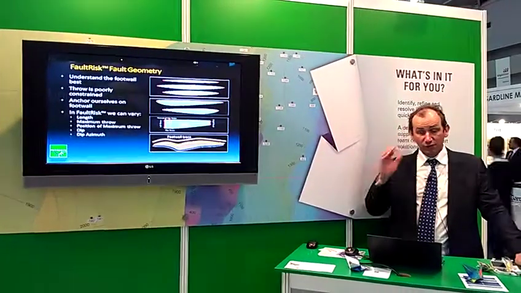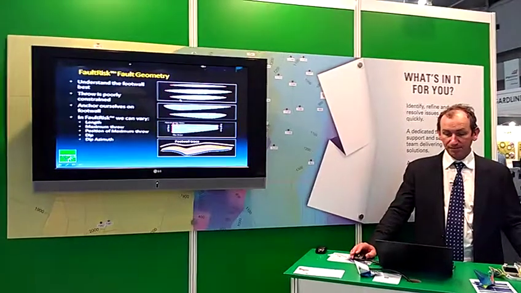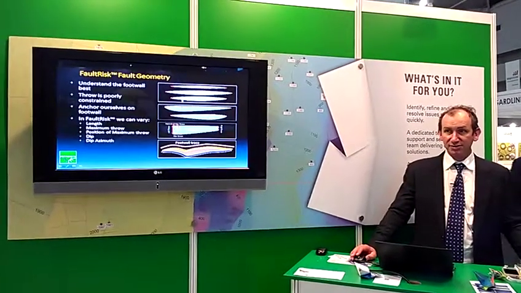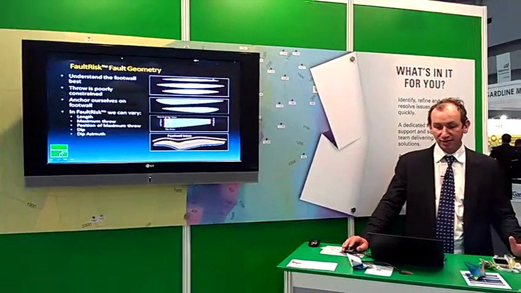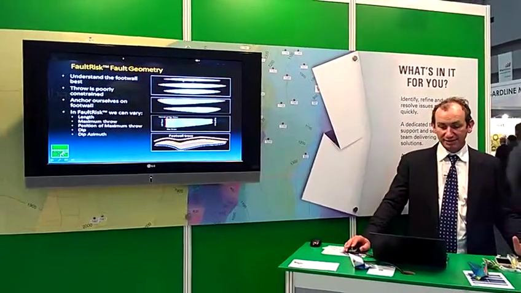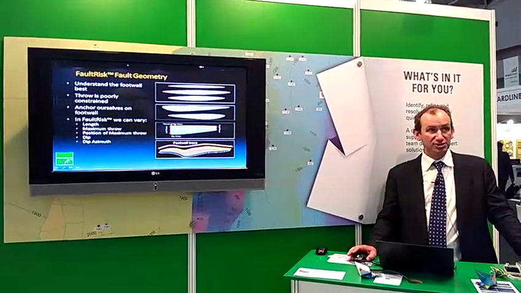Okay, so how fault risk works. Having got a system in place, having got a fault model in place, one of the things we want to do is look at these uncertainties. So in fault risk, we can describe the fault as a set of throws, length and throws, and each of those parameters is described as a distribution.